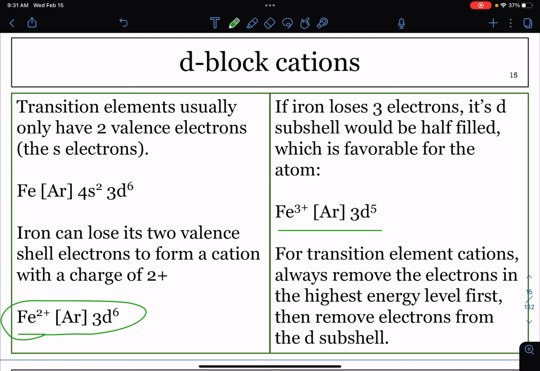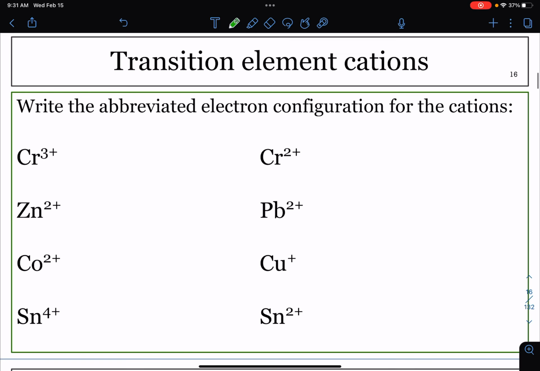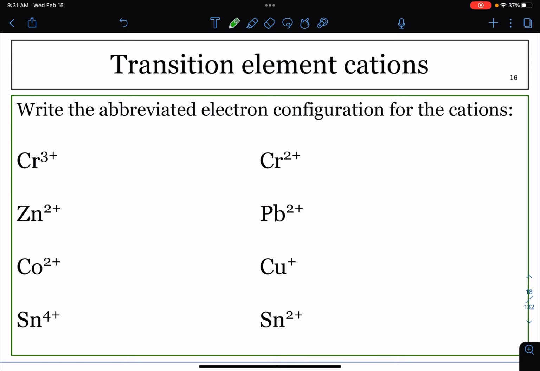Transition element cations always remove the electrons in the highest energy level first, which is why we took the 4s electrons from the iron first before we started taking d electrons. Let's go ahead and write the abbreviated electron configuration for these cations in the transition block. Chromium would start with argon, and let's write the neutral electron configuration for chromium first.